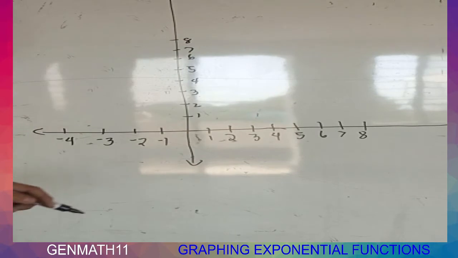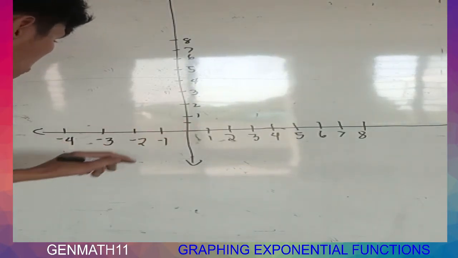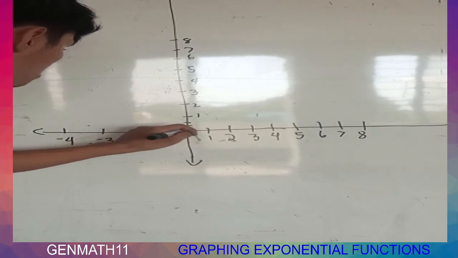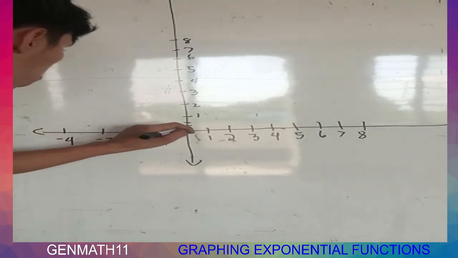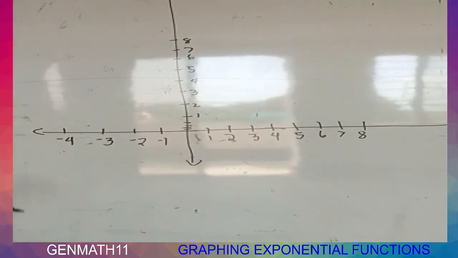Okay, so i-plot na natin. So, negative 4, yung y natin is 0.0625. So, saan ba siya part? Tantyahin natin. So, ito yung 0.5, 0.25, 0.125, 0.0625. So, yan. So, bandang dito yan.